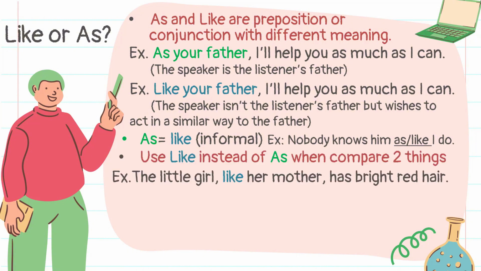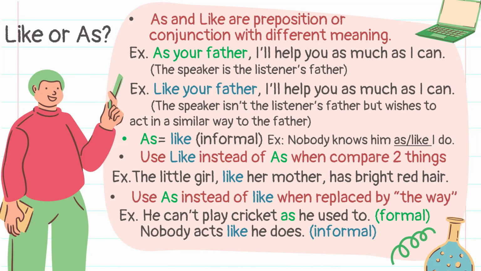In number 3, we use like instead of as when we compare two things. Example: The little girl, like her mother, has bright red hair, so we compare she and her mother. And number 4, we can use as instead of like when it is replaced by the way. As means the way that. Example: He can't play cricket as he used to. This one is formal. However, you can use like, but this one is informal. Nobody acts like he does. Or you can say nobody acts as he does. So we can use the same, but like is informal.